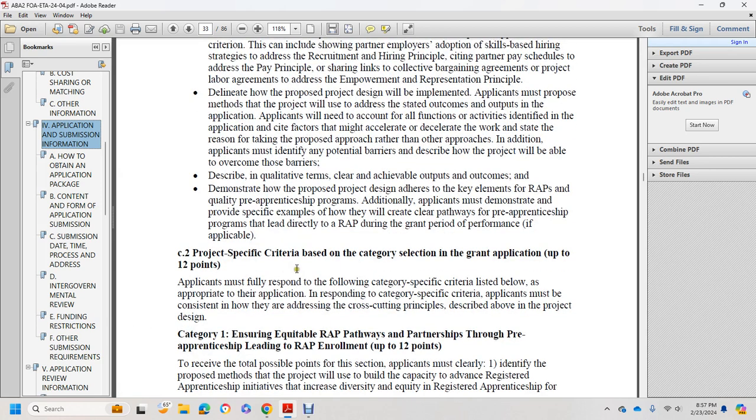C2, project-specific criteria based on the category selection in the grant application, up to 12 points. The application must fully respond to the category-specific criteria listed below, as appropriate. In responding to category-specific criteria, applications must be consistent with how they are addressing the cross-cutting principle described above with the project design.